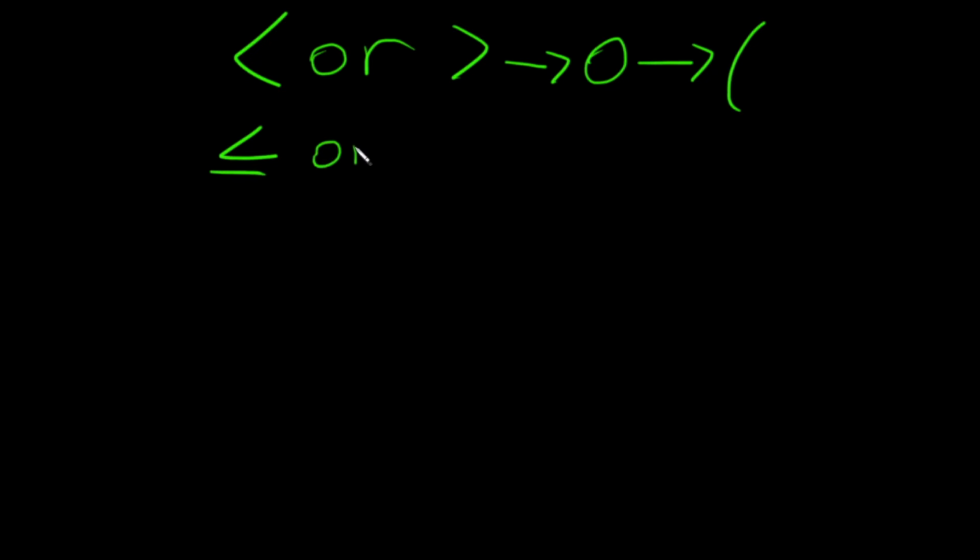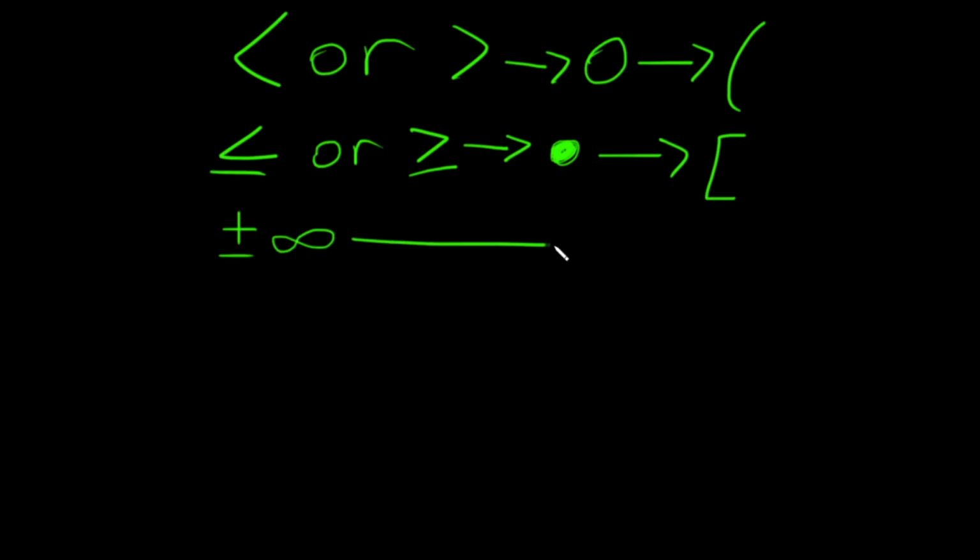So anytime we have a less than or greater than sign, then on the number line, we'll need to use an open circle, and with interval notation, that's going to need a parentheses. On the other hand, if we have less than or equal to, or greater than or equal to, then on the number line, we're going to use a closed circle, and with the interval notation, that's going to need a bracket. Finally, with positive or negative infinity, we're always going to be using a parentheses in interval notation.